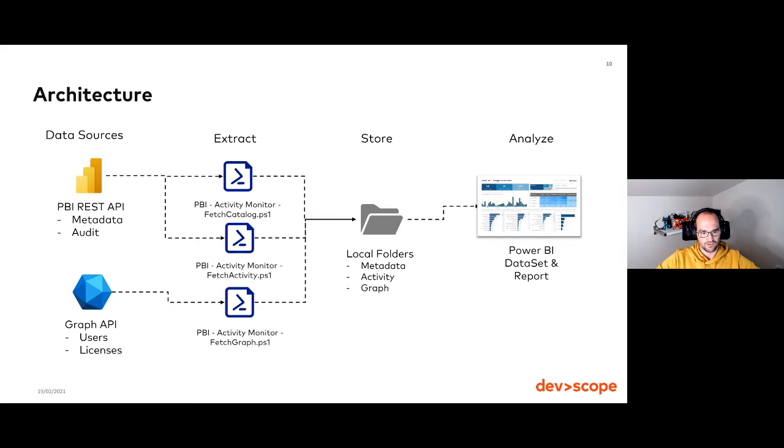But the architecture of what I built is like this. I use the Power BI REST API to get the metadata and the audit, so the catalog and the activity. For that, I have two scripts. I'm using PowerShell because that's the easiest for me, but you can use Python, you can use whatever language you want. You can even use Logic Apps to connect to this API. So I have two PowerShell scripts, one for the catalog and another for the activity.